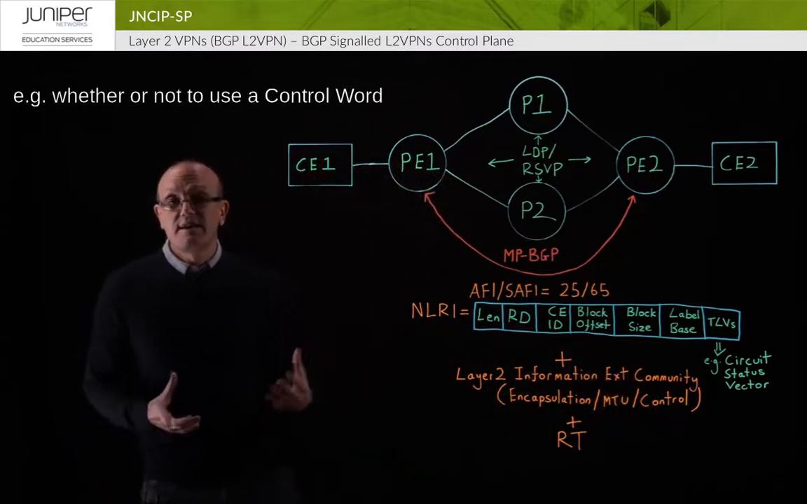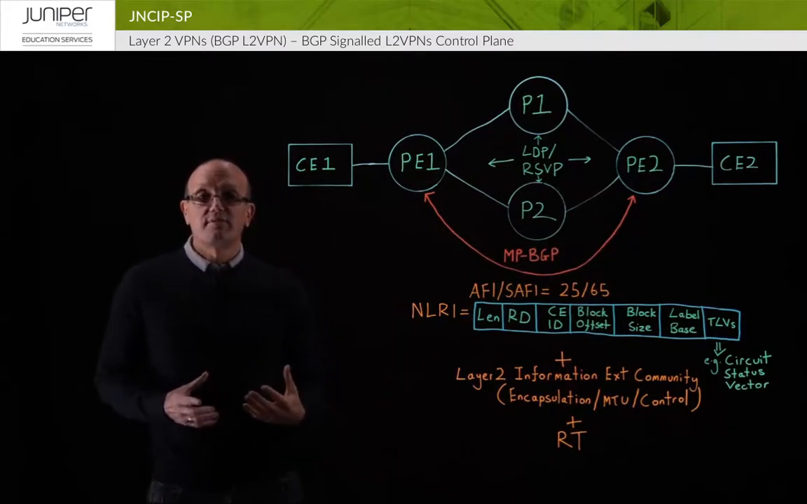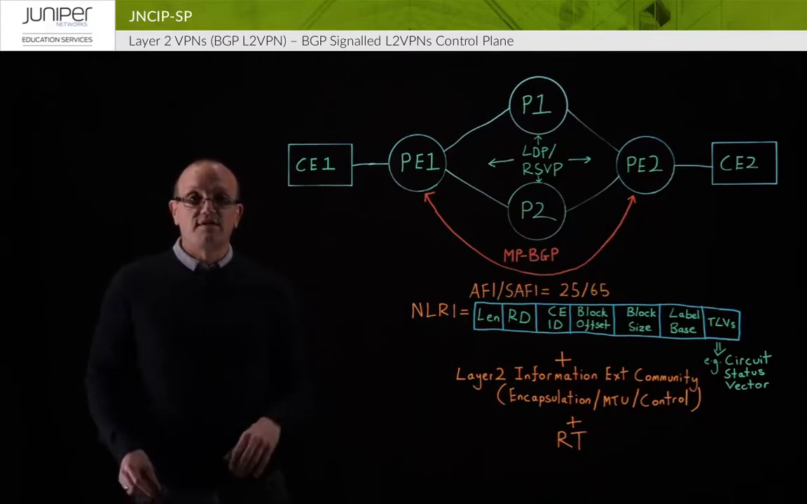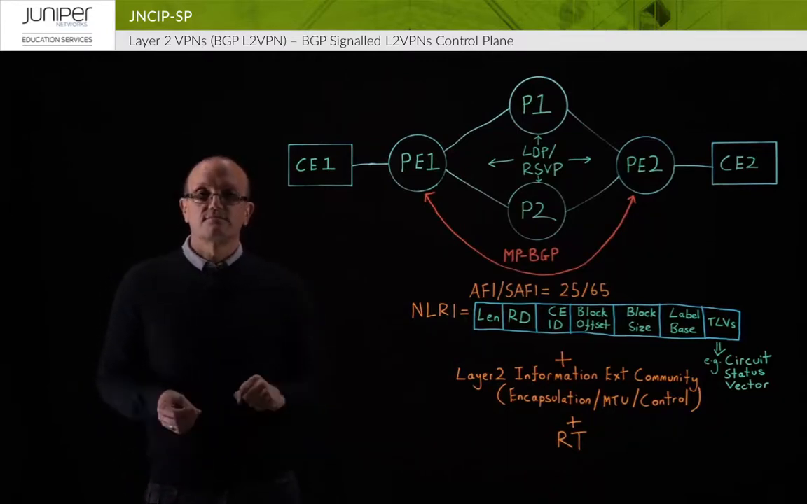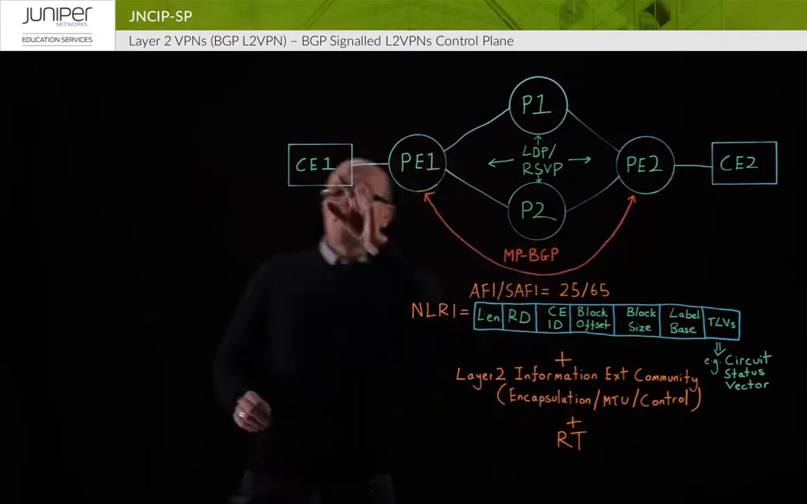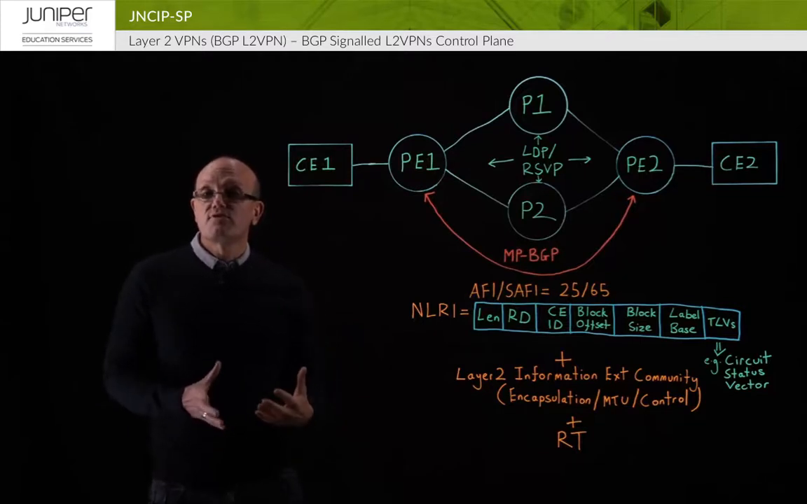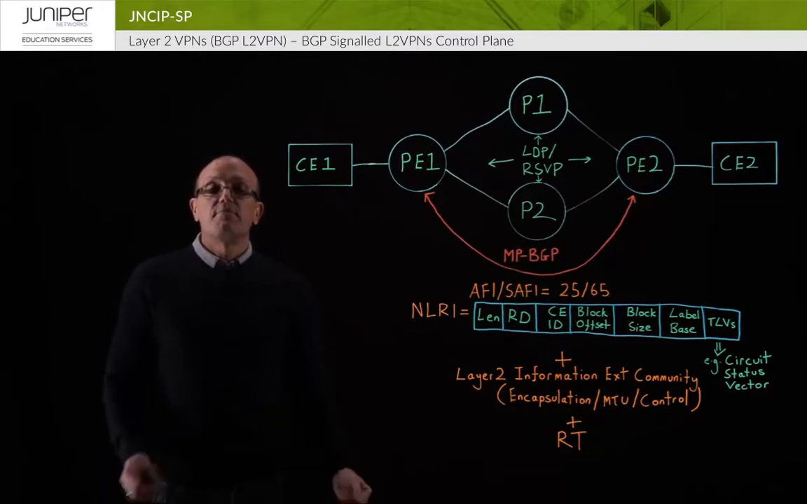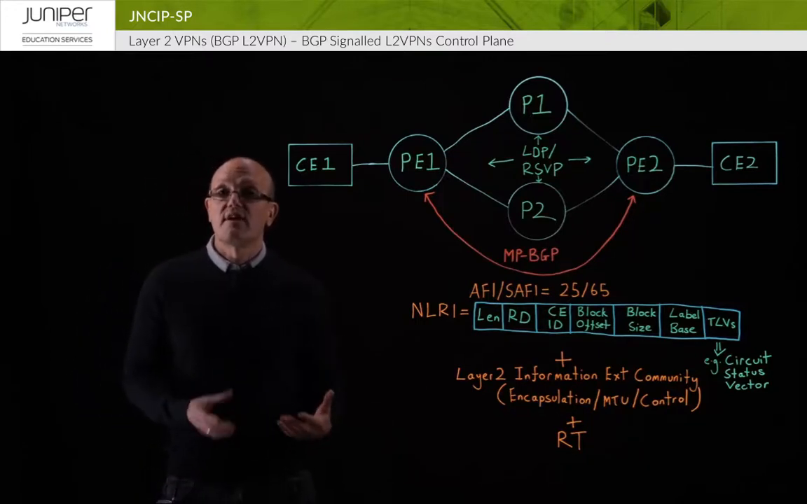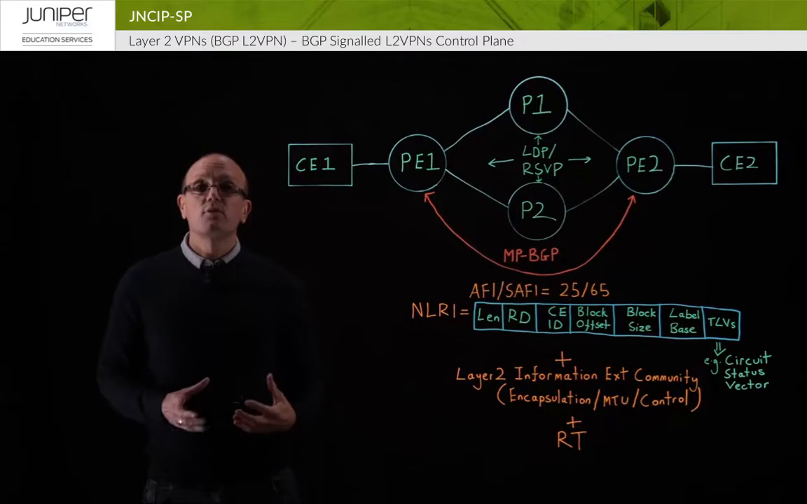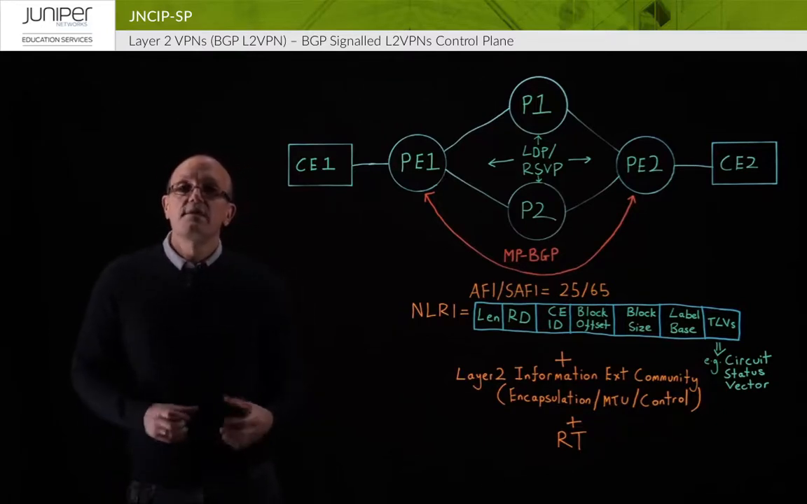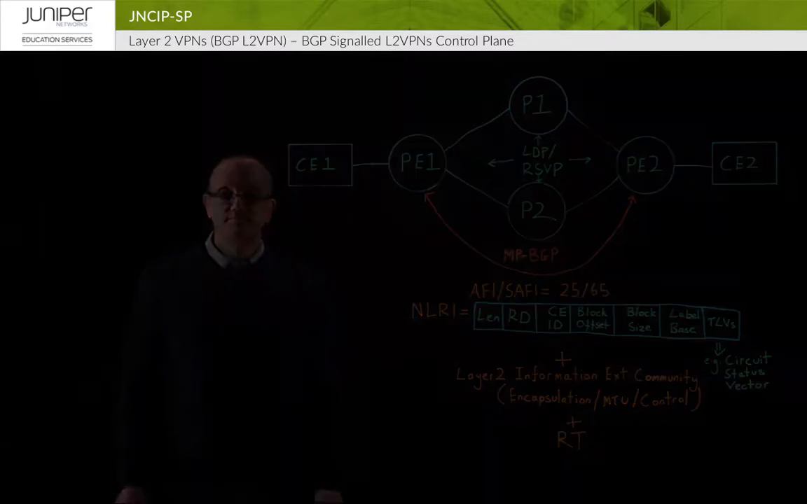Then finally, the second extended community that we're carrying is route target. Again, much like Layer 3 VPNs, it's performing exactly the same function. We're going to use it to control what endpoints are allowed to form virtual circuits to each other by virtue of those endpoints being imported into a given VRF or not. In this video, we took a look at the BGP Layer 2 VPN control plane. In the next video, we'll take a look at the data plane.